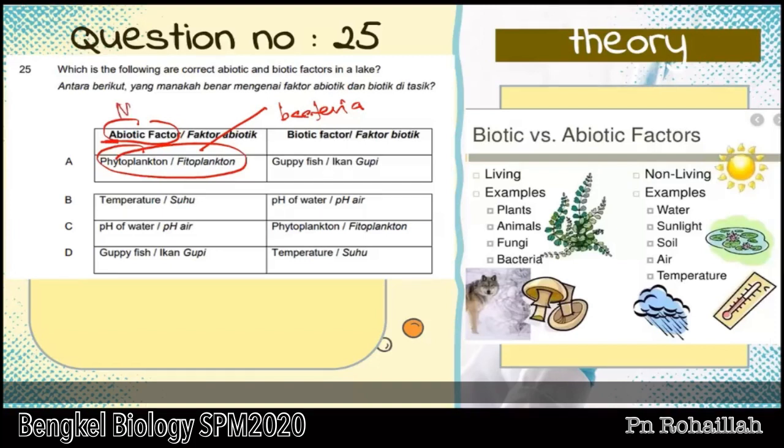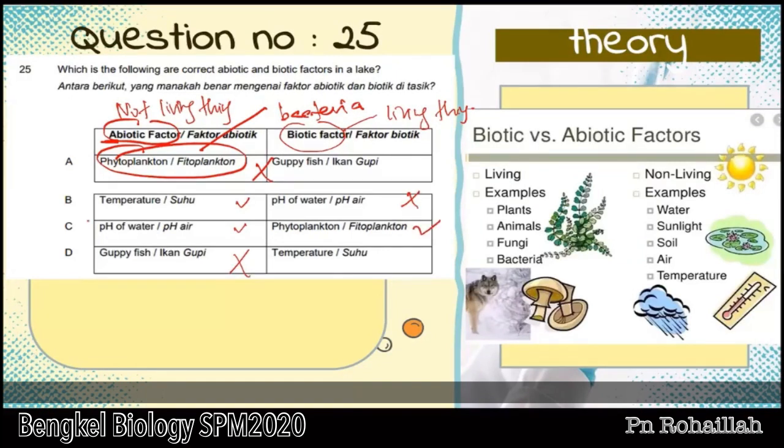Tulis kat situ not living thing. Biotic factors, this is a living thing. So bacteria is a living thing, betul tak? So salah lah A. Temperature okay. pH okay. Guppy fish salah. So either B or C. So look at the biotic factors. pH is a non-living thing. So the answer is C.